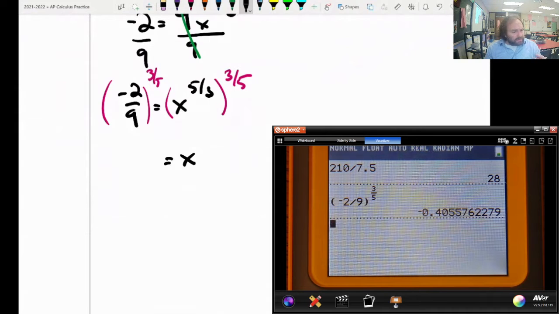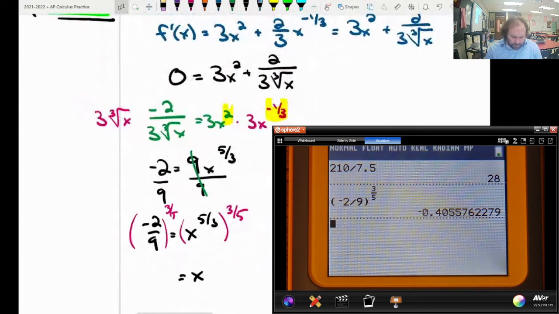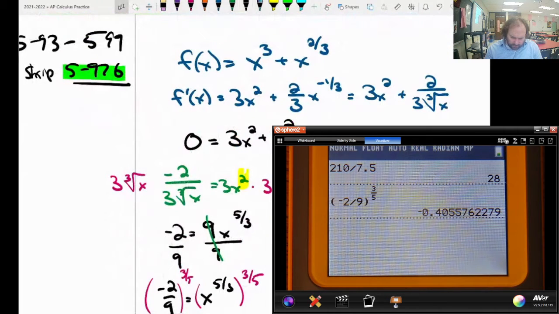That is not what I got. Okay. Well, did I make a mistake somewhere in the derivative then? 3x squared. X to the third plus x to the 2/3. 2/3 x to the 1/3.